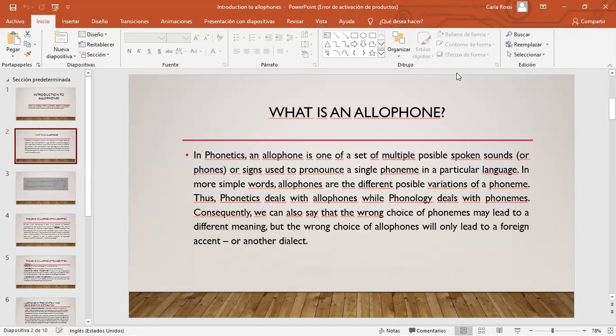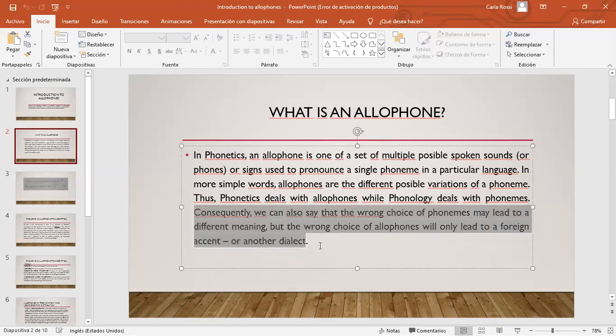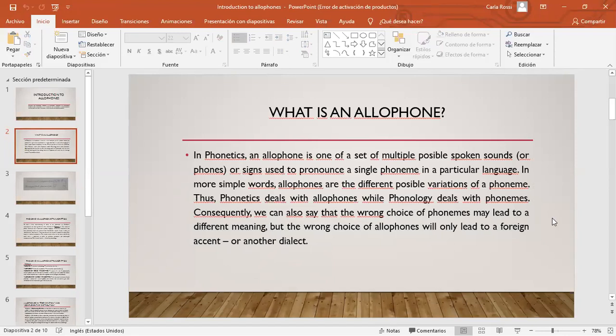Consequently, we can also say that the wrong choice of phonemes may lead to different meaning, but the wrong choice of allophones will only lead to a foreign accent or another dialect, says the final part of the text. Okay, can anyone explain that idea? What does it mean? A wrong choice in phoneme. We can have different meanings between words. What would be examples of that?